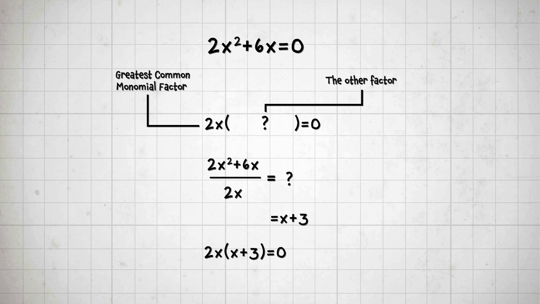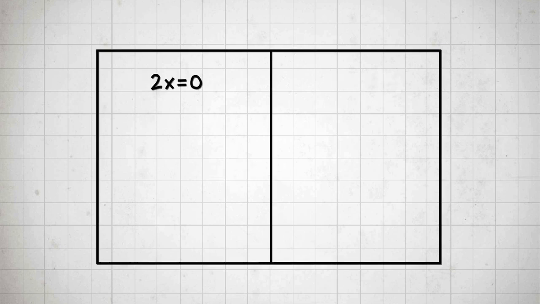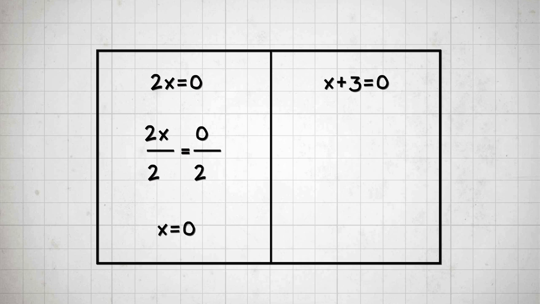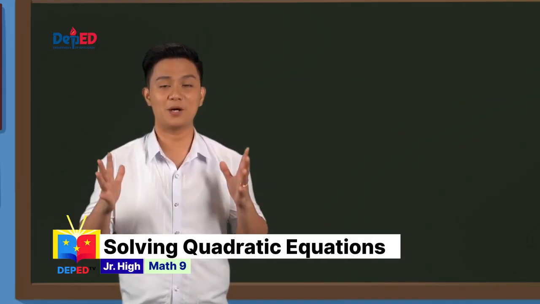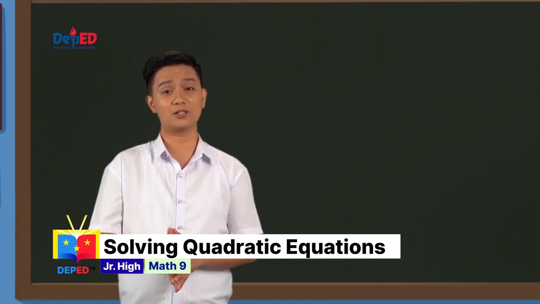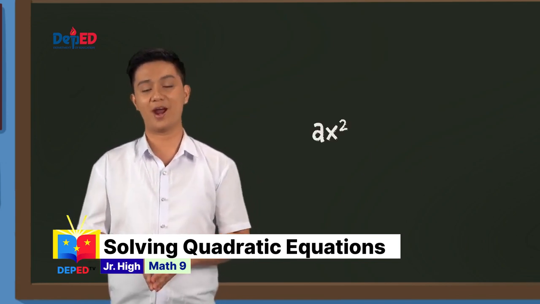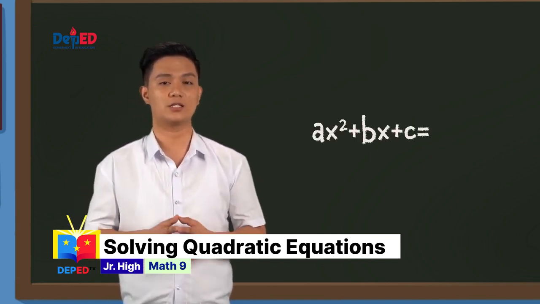Then we apply the ZPP, and then we solve for x. With the first factor 2x equated to 0, we divide both sides by 2 to obtain the value of x, which is 0. With the second factor x plus 3 equated to 0, we subtract 3 from both sides to obtain the other value of x, which is -3. That was mathemagical. The next two examples are of the form ax squared plus bx plus c equals 0.